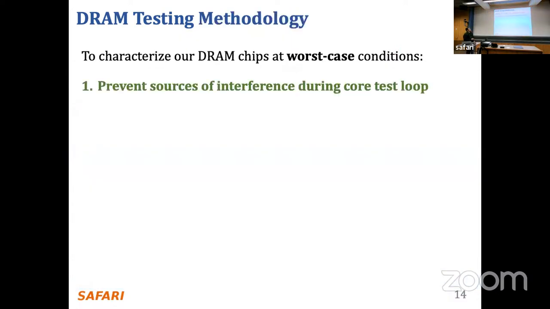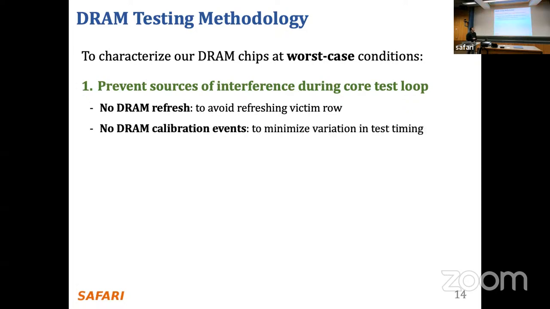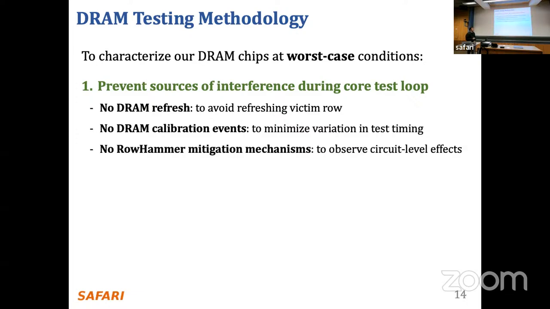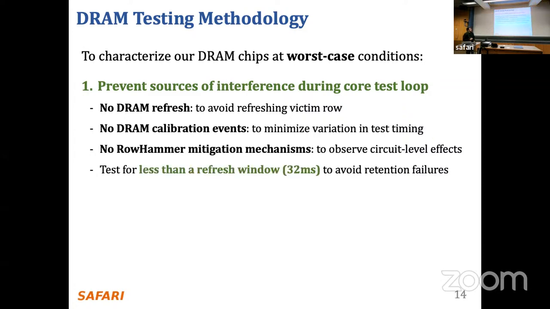To characterize our DRAM chips for the worst-case conditions, we first prevent sources of interference during the core test loop. To this end, we disable DRAM refresh to avoid refreshing the victim row, to be able to observe all the bit flips at the circuit level. We disable all the calibration events to minimize the variation in test timing, because timing is important. And we disable all RowHammer mitigation mechanisms to observe circuit-level effects. Since we disable DRAM refresh, we also make sure that each of our tests completes within less than a refresh window, around 32 milliseconds, to avoid retention failures. And we repeat tests multiple times to draw conclusions.